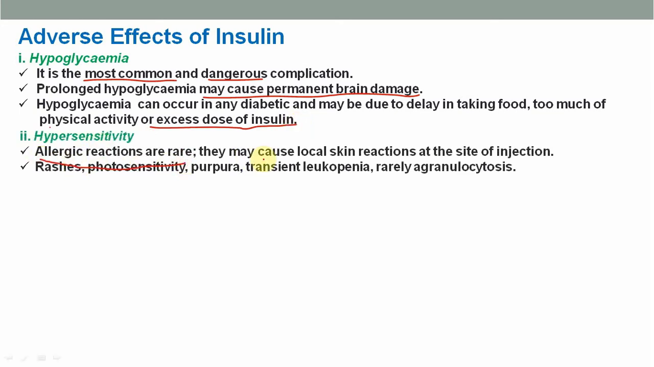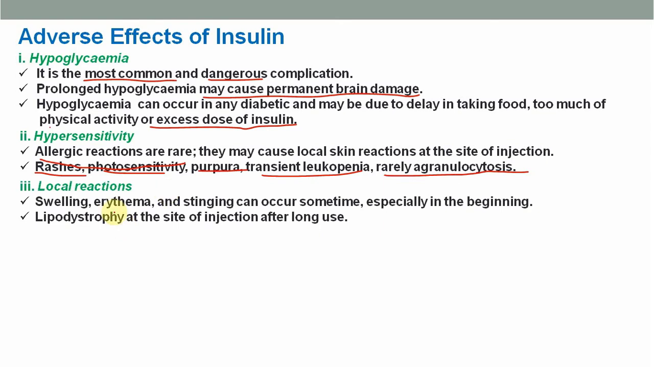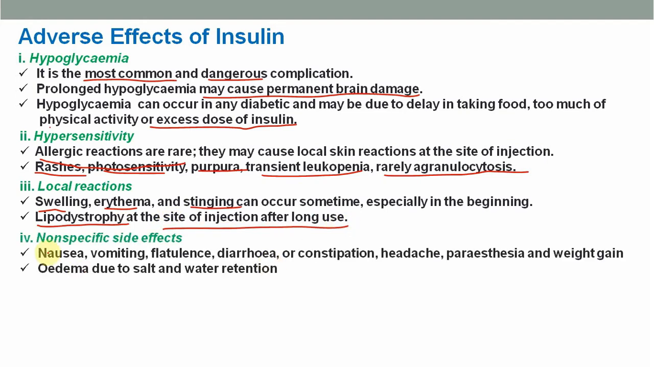Hypersensitivity: allergic reactions are rare when we are using human insulin. There can be rashes, photosensitivity, purpura, transient leukopenia, and rarely agranulocytosis. Local reactions can be swelling, erythema and stinging at the site of administration. And the main one is lipodystrophy, which occurs at the site of injection after prolonged use.